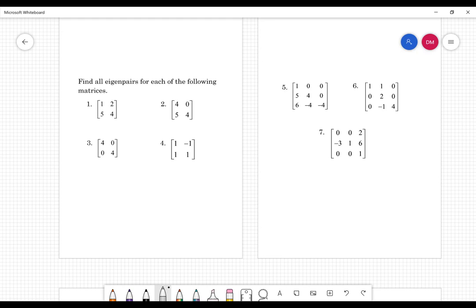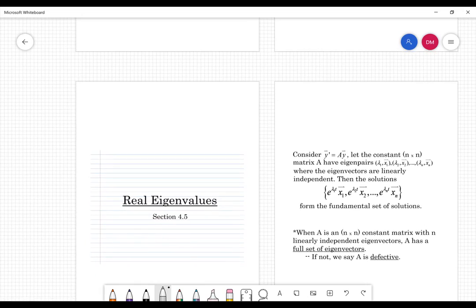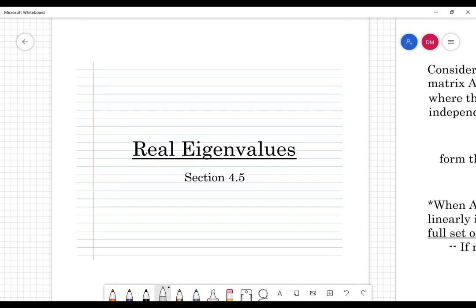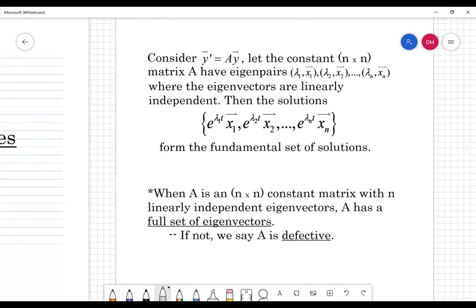Our quiz will have the content that we've covered so far in chapter 4, including our work with eigenvalues and eigenvectors. And all 7 of these problems here are great practice for that. You by no means have to do them all. But basically what we're doing today is just a continuation of this work with eigenvalues, specifically when we get real numbers for those eigenvalues. So we will do an example of a 2x2 and a 3x3 just to help you out as you're working through these problems in preparation for tomorrow.